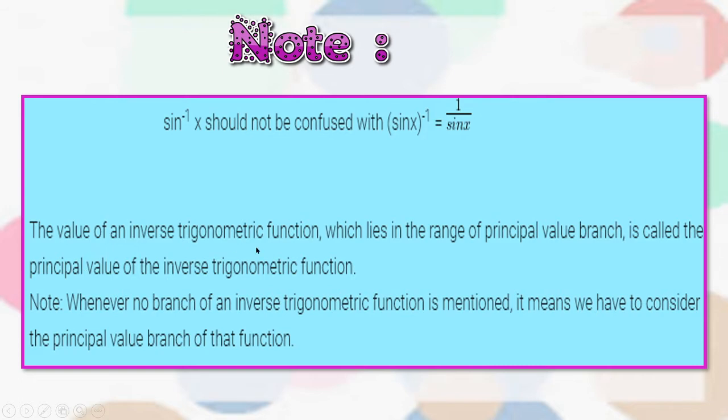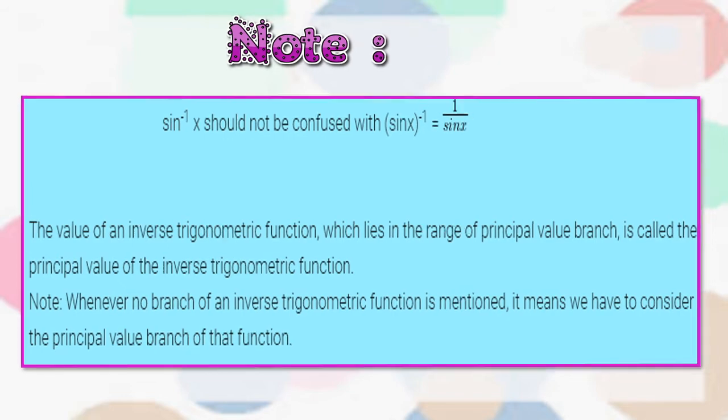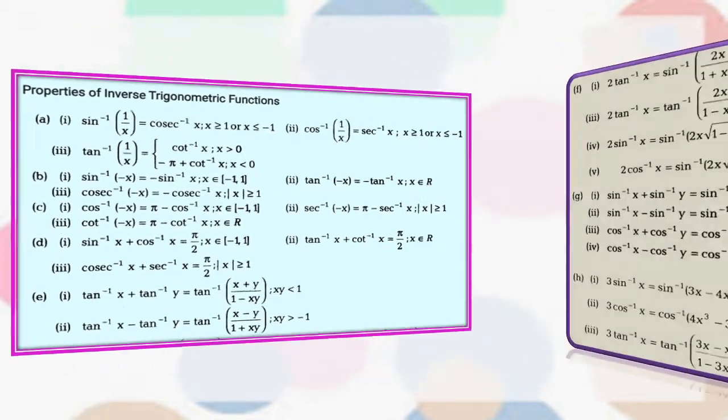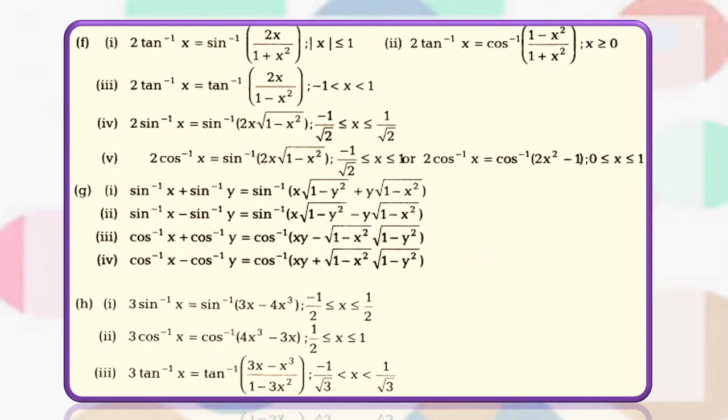The value of an inverse trigonometric function which lies in the range of principal value branch, we call it the principal value. Another thing, whenever no branch is mentioned, it means we are talking about the principal branch. So here we have a few more properties that we have already learned. These are some properties that have been derived from the basic properties only.